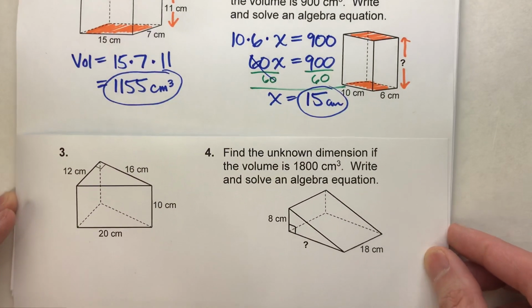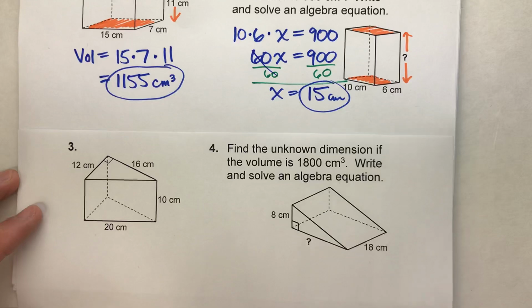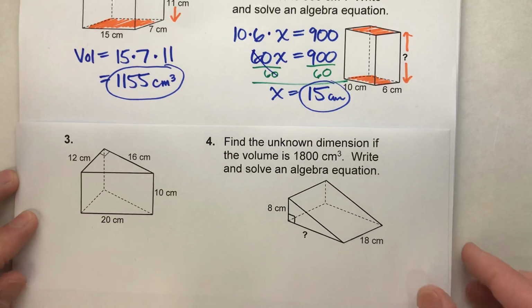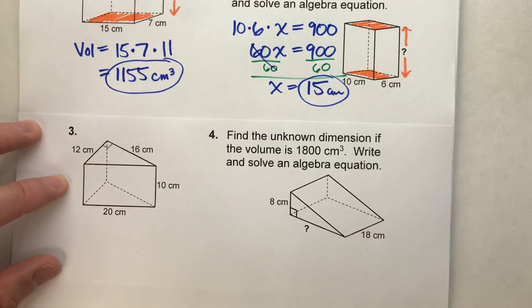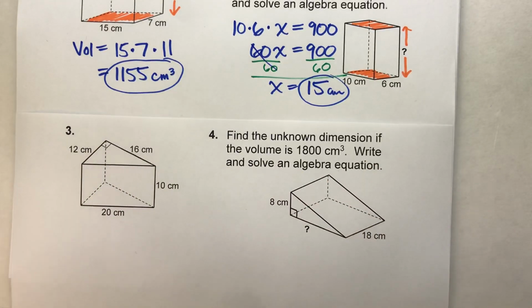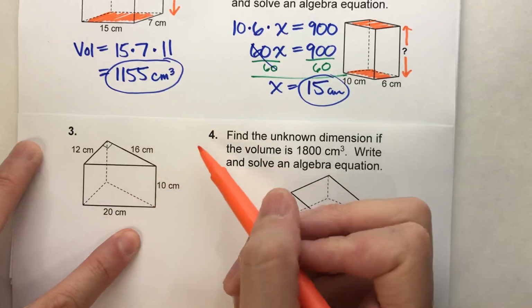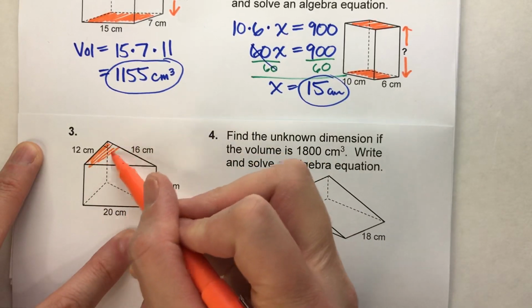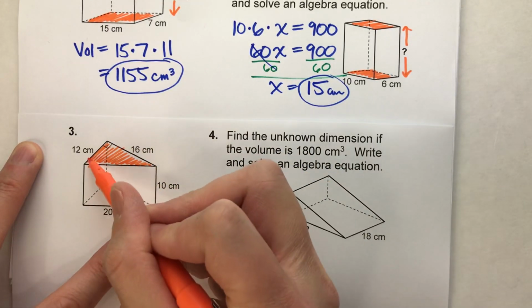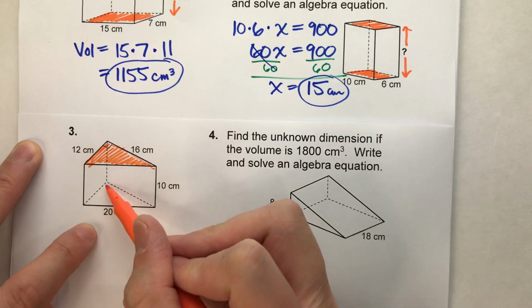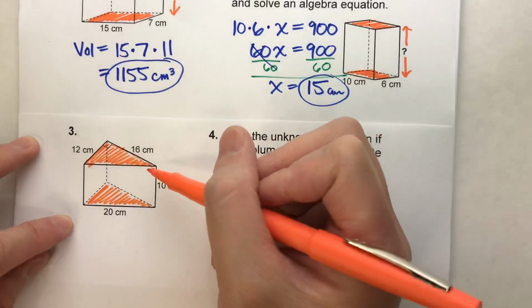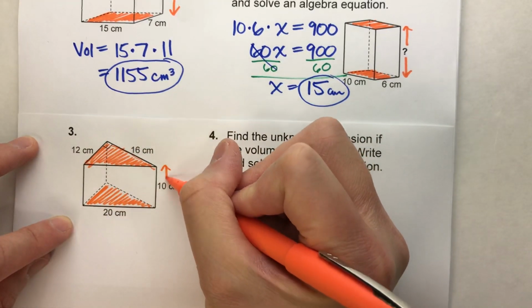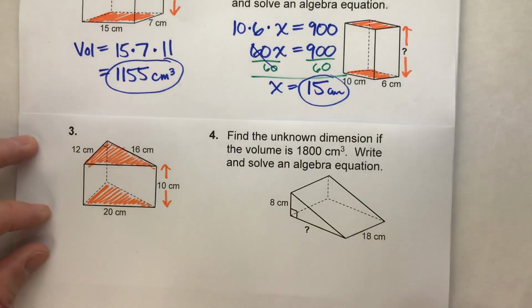Okay, now the reason why a triangular prism is harder is because the base isn't as simple as a basic rectangle. Okay, so take a look at this example right here. We've got a triangular prism, and I know that because see this triangle right here? We've got the exact same triangle directly across from it down at the bottom. And in between, the height here is 10 centimeters.